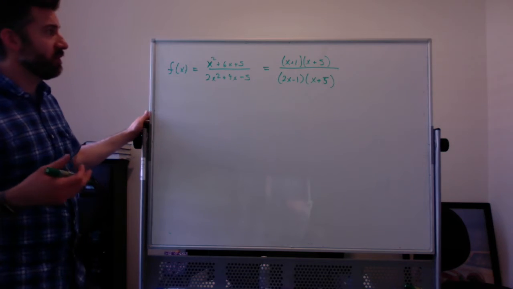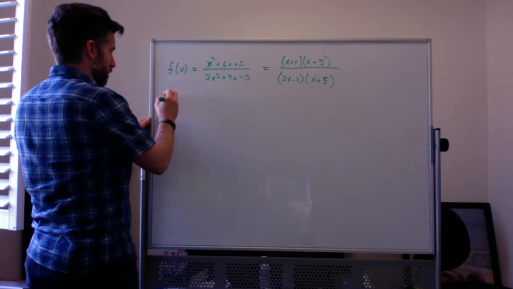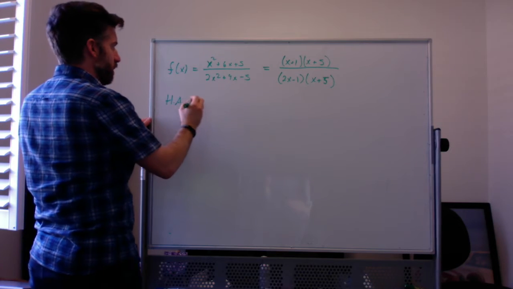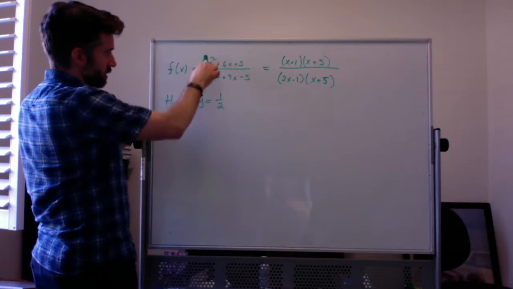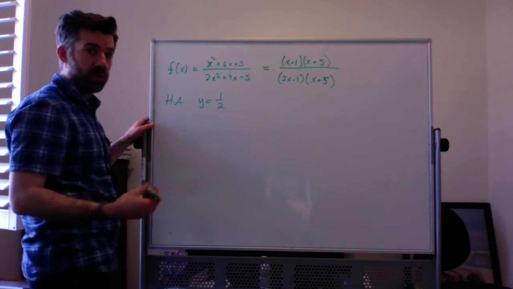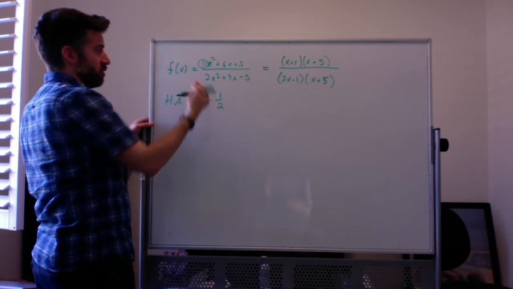To find the asymptotes, first of all, looking at this function, we can already see what the horizontal asymptote is. The horizontal asymptote is y equal to positive 1/2 because the degrees are the same, they're both 2. And the quotient of the leading coefficients, well, the leading coefficient here is a 1, so you get 1 over 2, which is 1/2.